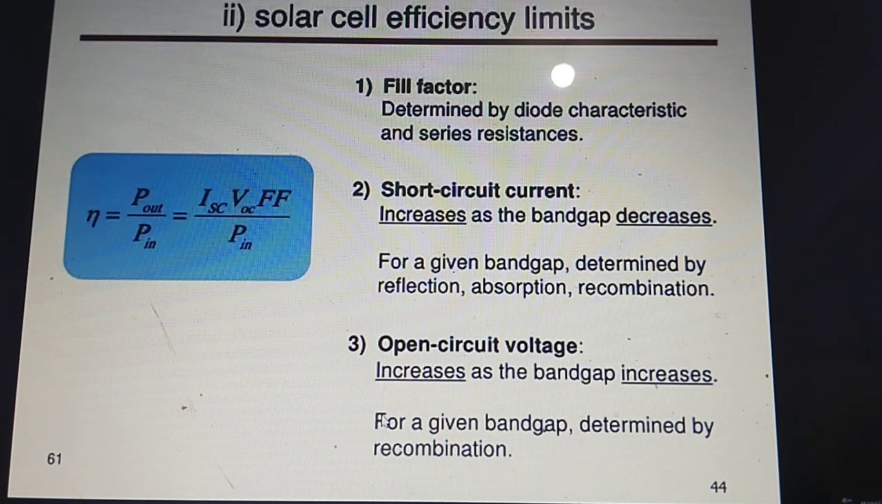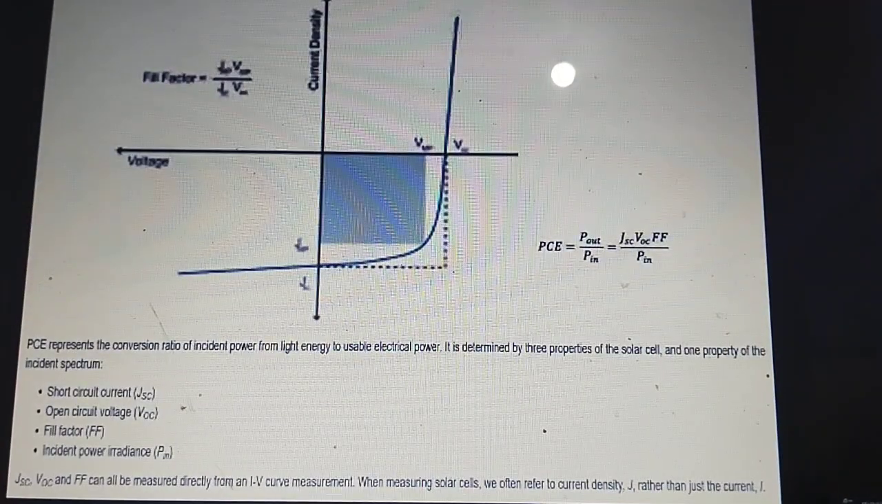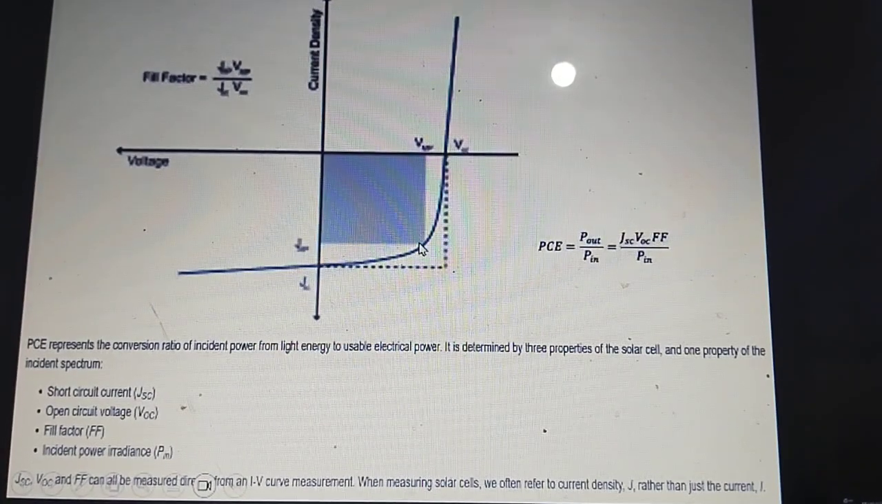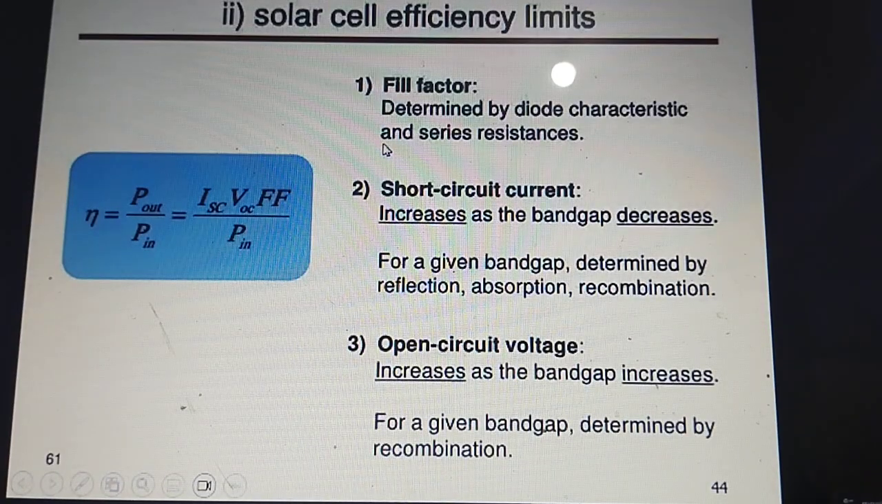And the solar cell efficiency limits, let's have a look at them. Fill factor. Fill factor is one aspect. The dark area that you see is known as the fill factor. You find a point so that this area is maximum. It is determined by the diode characteristics and series resistance.